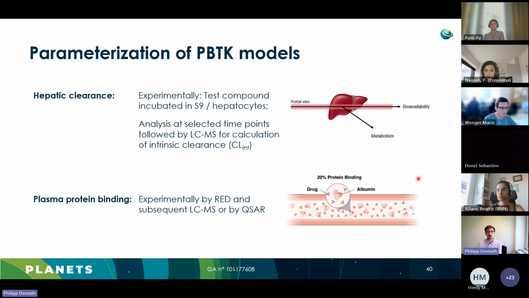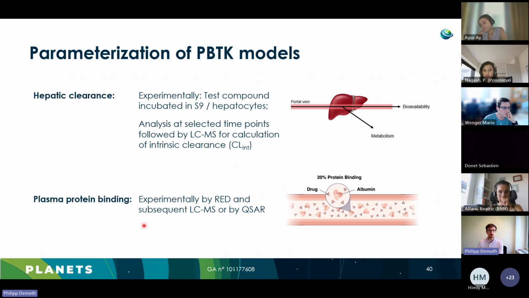So I would like to quickly go through the toxicokinetic input parameters that are needed. So on one hand, as mentioned, we have the hepatic clearance, and this can be experimentally assessed via incubating the test compound, for example, with human hepatocytes, and then analyzing the concentration and the decrease of the mother compound over time, for example, by LC-MS. And this gives you information about how good the compound is metabolized, especially in the liver.